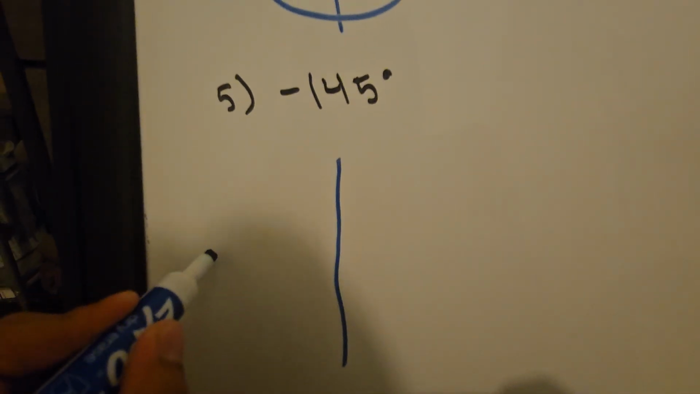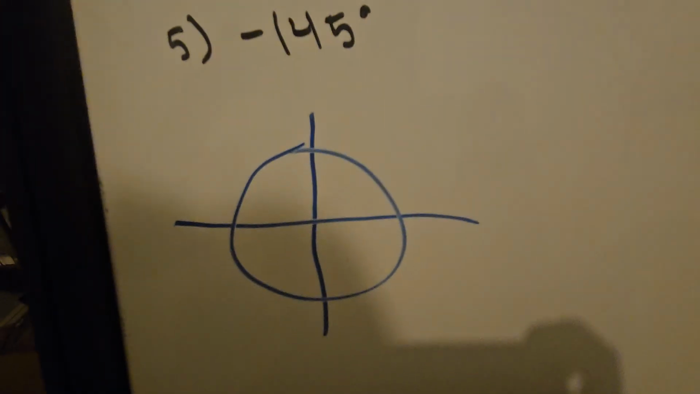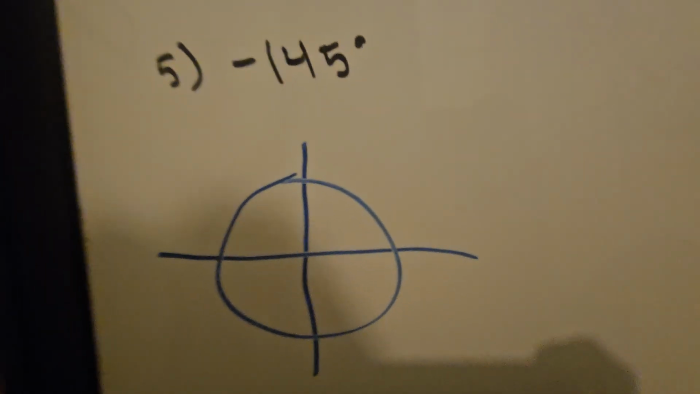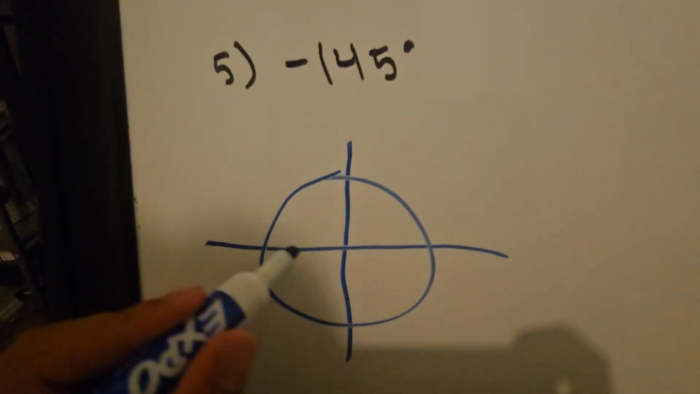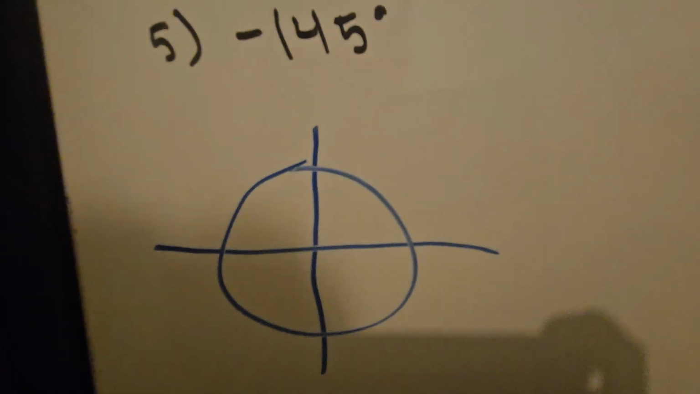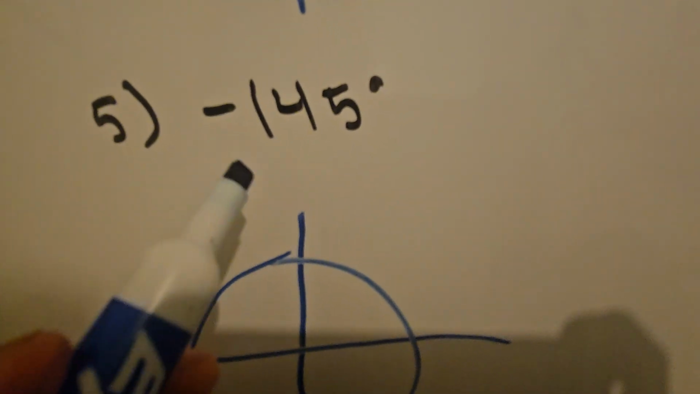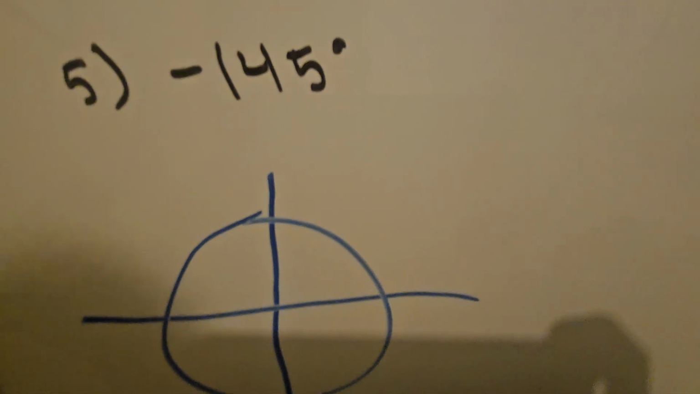Again, draw the circle. Okay, so negative 145 degrees. 145 degrees, we already know it's less than 180. Pretend it's positive. A way to look at it is to just ignore the negative, right?